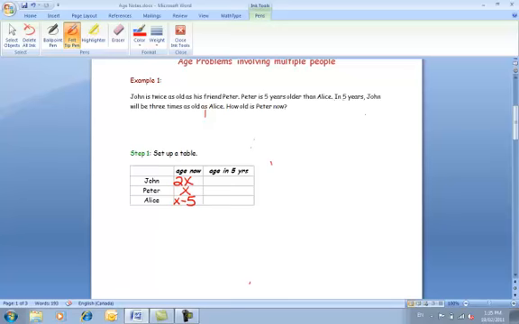If you keep reading, it says in 5 years. So take the age now and then add 5 years. So everybody's age is going to be added by 5. John will be 3 times as old as Alice. So take John's age, 2x plus 5, and it's going to equal some sort of Alice's age.